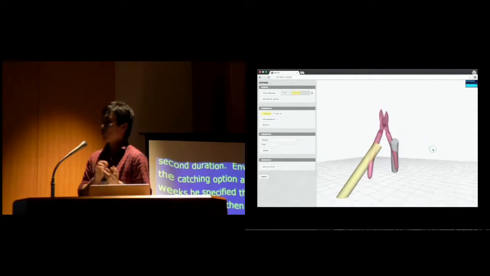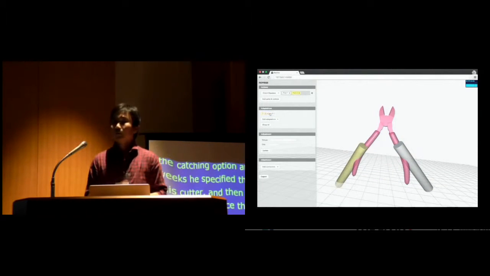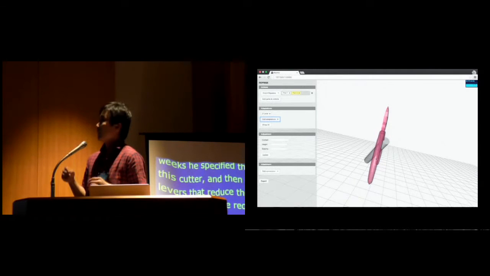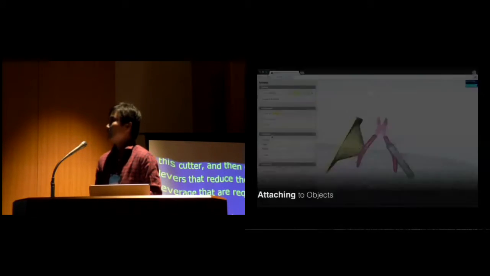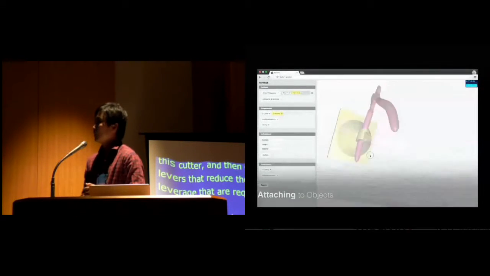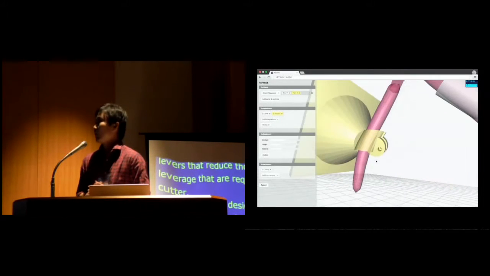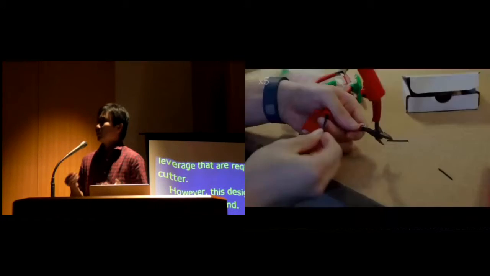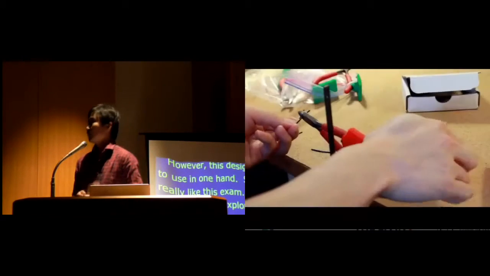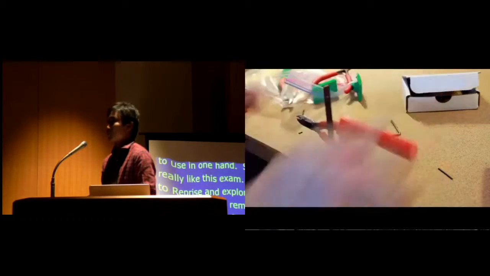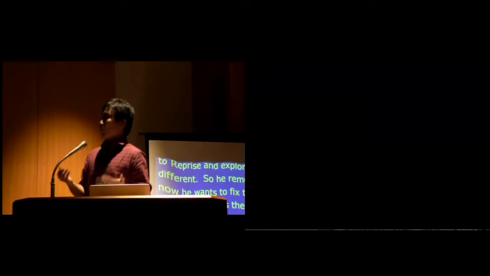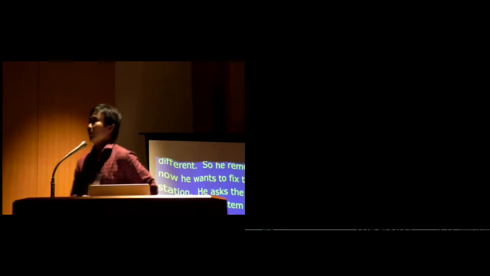So Larry goes back to Reprise for the third time, exploring something different. So he removes the levers. Now he wants to affix this cutter on the workstation. So he adds this anchor structure. And with a system-supported generation of a pipe clamp, he can easily install the adaptation on the cutter and then install everything on the user's workstation. And now the user can use this cutter in just one hand, and it turns out this is the best design amongst all the options.